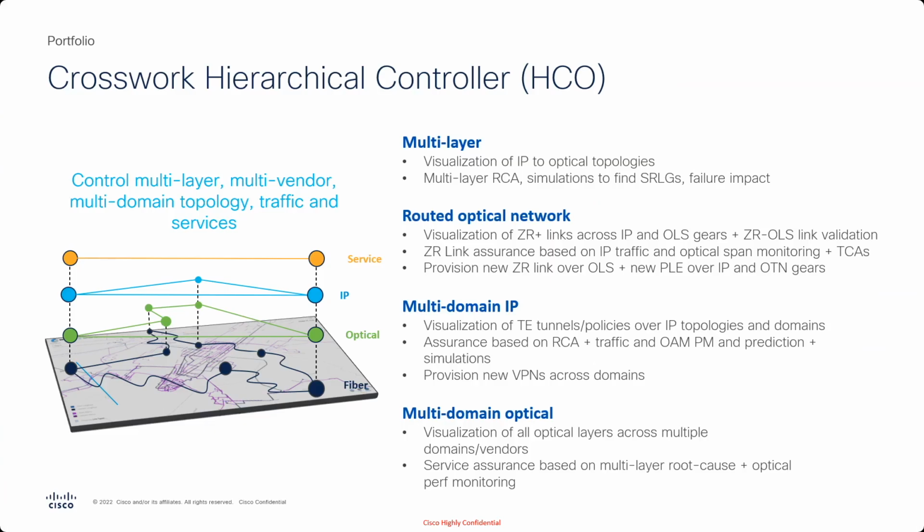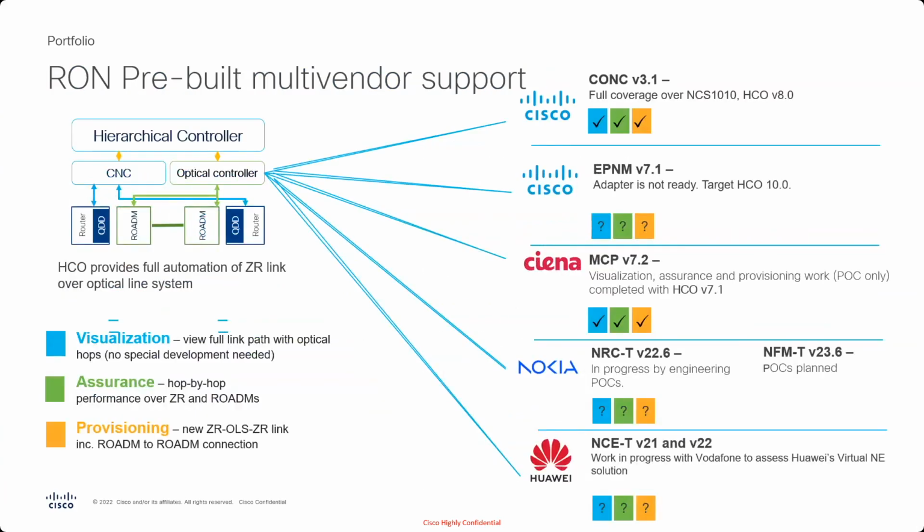So if we have an optical domain from Cisco, we have a Cisco optical adapter that is talking to the Cisco optical network controller. But if we are having Ciena, we can remove it from the application or use a different adapter, for instance, the Ciena adapter, but keep the same level of capability at the application layer of the HCO. And this is basically what this slide is talking about. So the HCO is pre-built with multi-vendor support in mind.